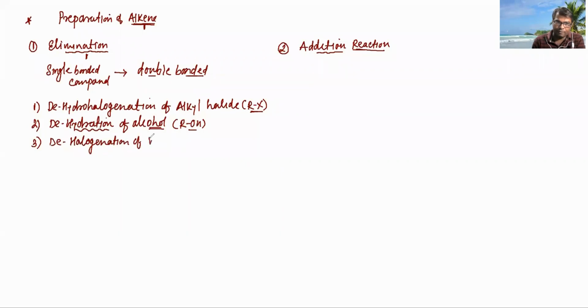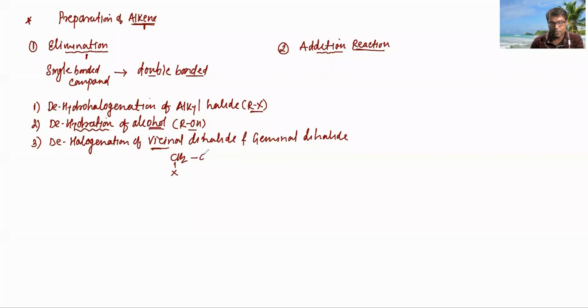Dehalogenation of vicinal dihalides and geminal dihalides. Vicinal dihalides means two halogens are attached at adjacent carbon atoms, and when two halogen atoms are attached on the same carbon atom, that is called geminal dihalides. These are the three elimination reactions from which we can prepare the alkene.